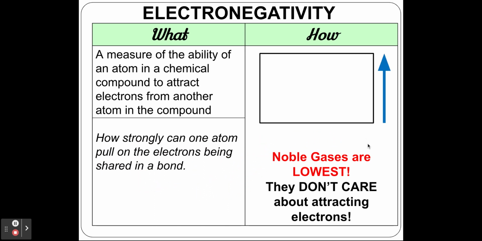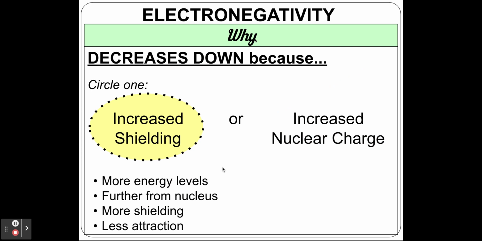So in the periodic table, we saw that the trend is that the electronegativity increases going up a group, and it increases going from left to right. So the general trend is increasing from the bottom left to the top right. And so why is that? So again, we're looking at either shielding or nuclear charge. And so when we're looking at electronegativity, there's a decrease.